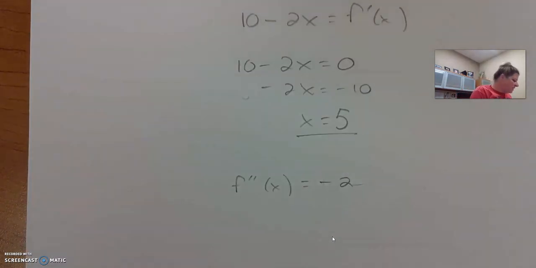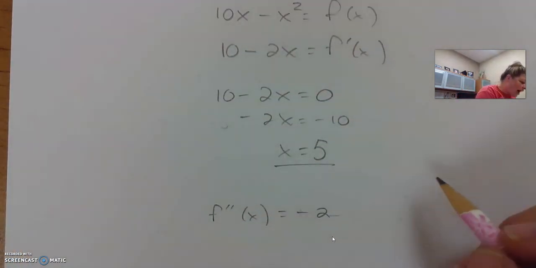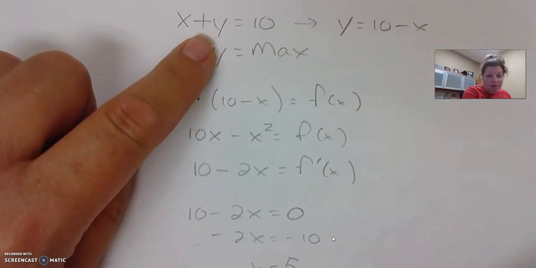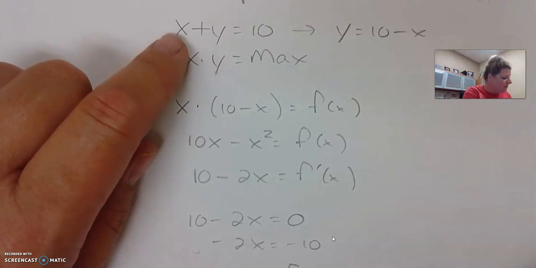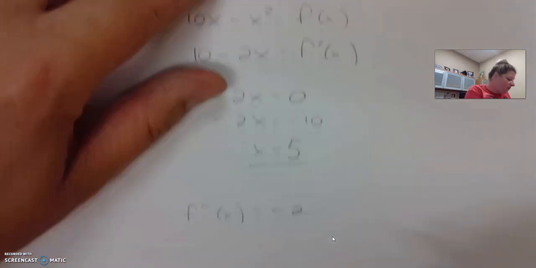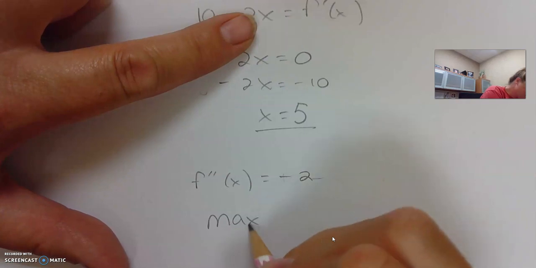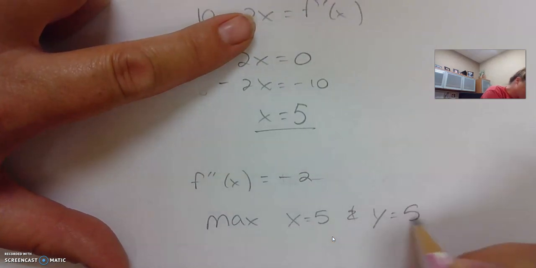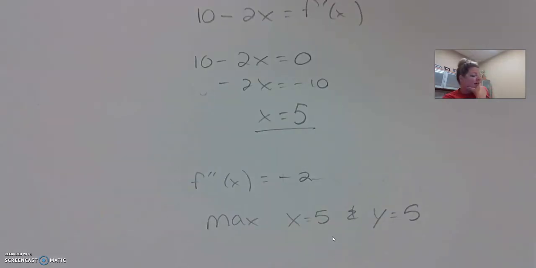So what do we do from here? We have to find y by plugging x into the original that we were given. So we put 5 in here and we'd see that y has to be 5 also. So the max is where x equals 5 and y equals 5. Okay? And then 5 times 5 is 25 if you needed to know that for anything for the profit. Or it might ask you something about the 5 times 5 for the product.